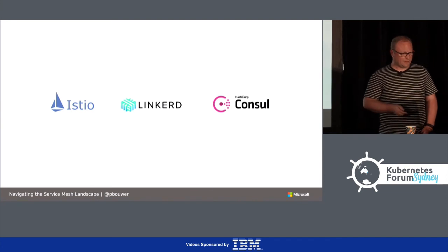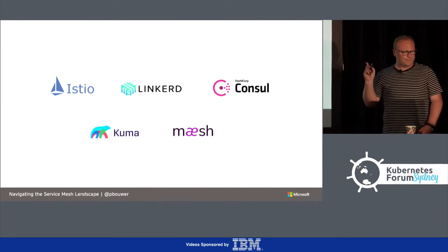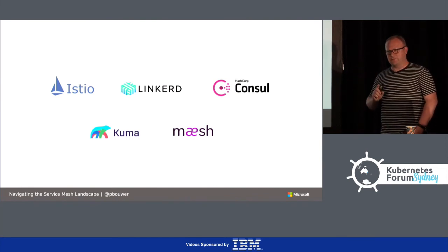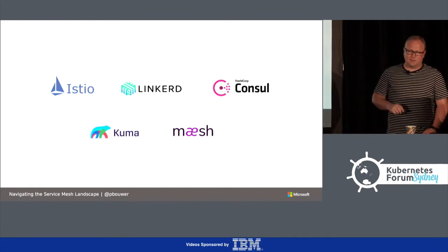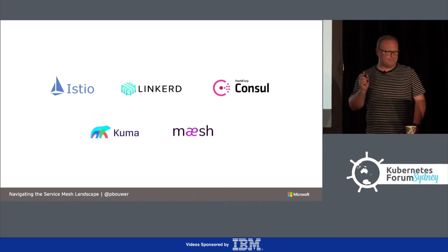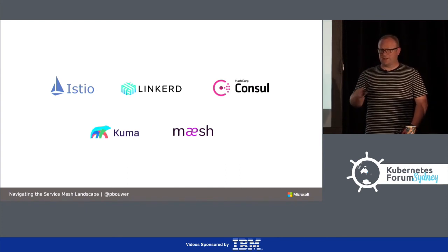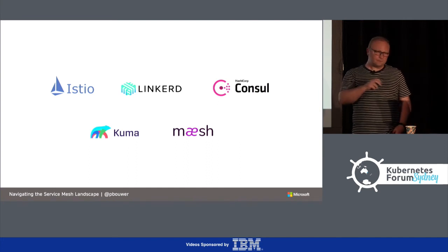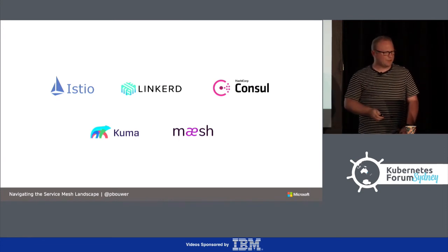So these are the three we covered, but in this space, nothing stands still. Kuma is a service mesh from Kong, the API gateway management, and Maesh is a service mesh from Traefik. So both of these are super interesting. They're starting to bring interesting concepts. Kuma can actually run its control plane inside or outside of Kubernetes. And Maesh has taken a slightly different approach where they have a proxy on each node rather than a sidecar. That also has pros and cons to it.